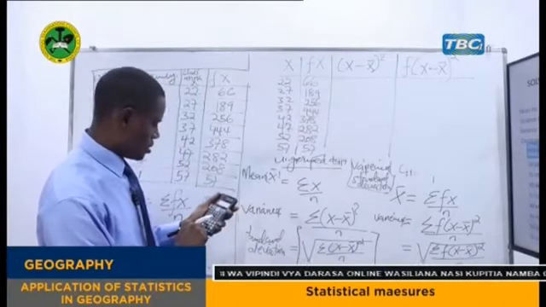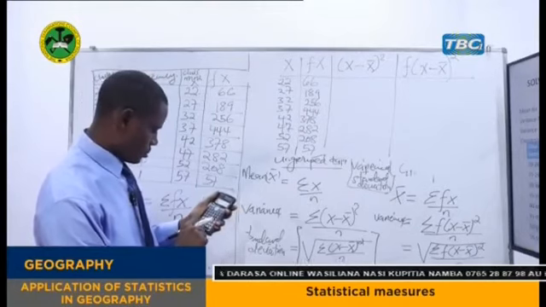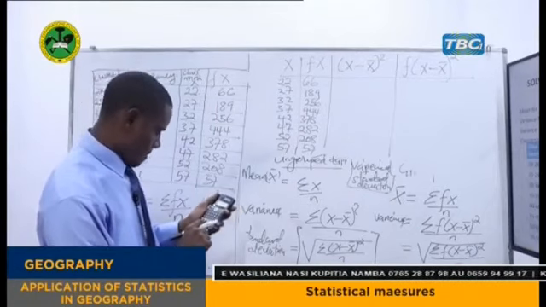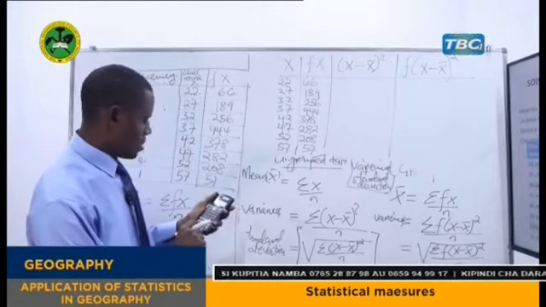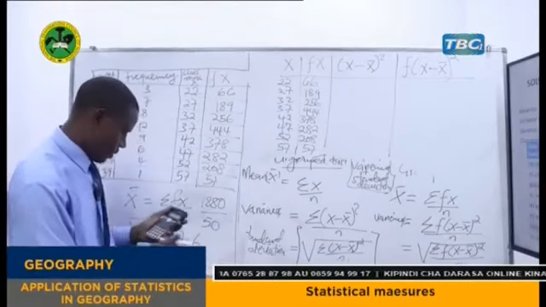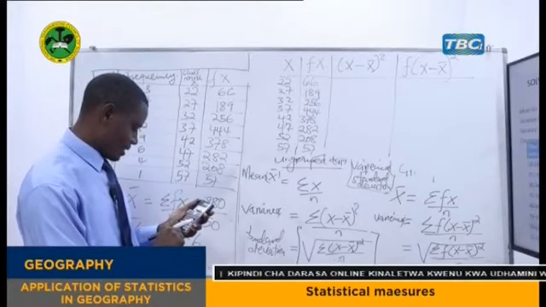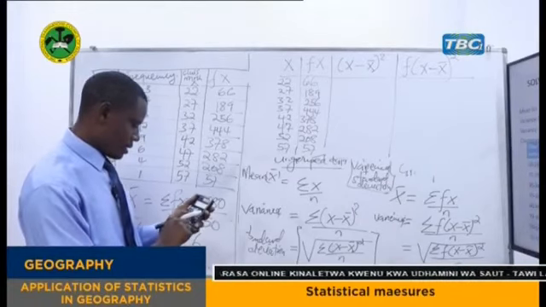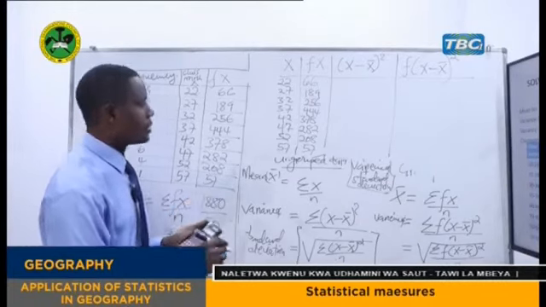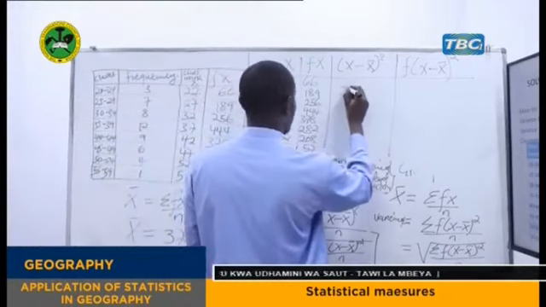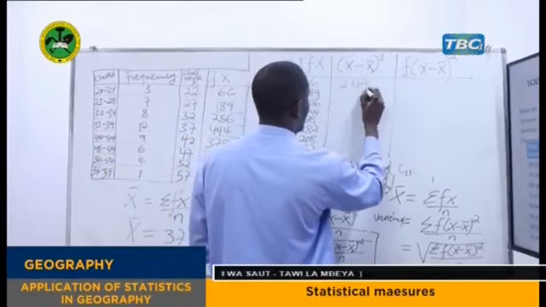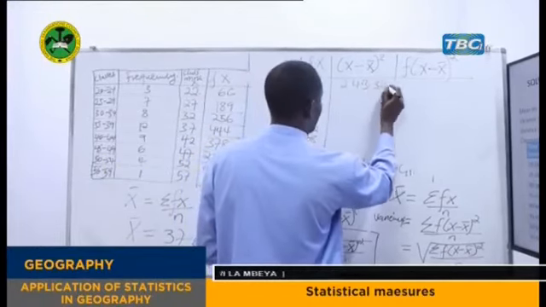then 22 for the first case, minus the mean. We have the mean over there, that is 37.60, bracket, then we square, and then we get, for the first part, 243.36.